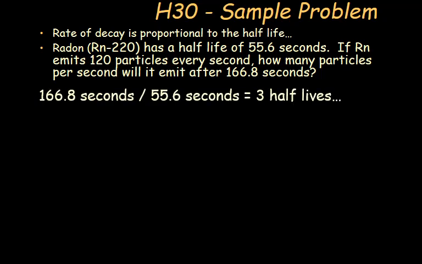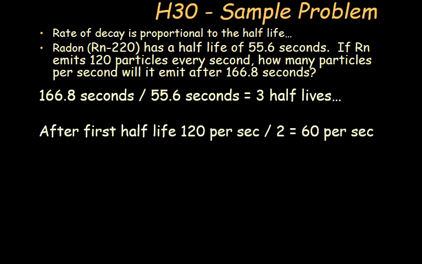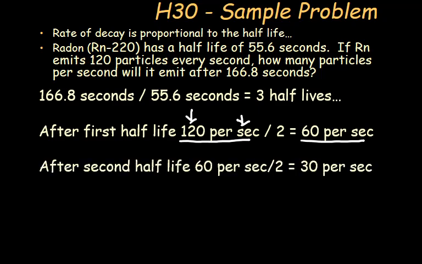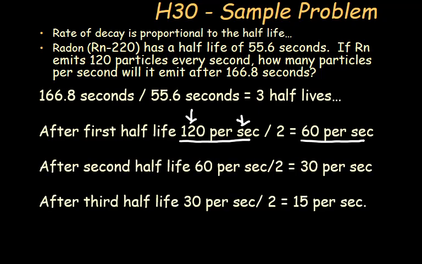Okay, so that's going to be 3 half-lives: 166.8 seconds, and 55.6 seconds is 1 half-life. So it'll be 3 half-lives. The activity is going to go down to 60 per second after the first half-life, because originally you have 120 events every second. Then you go down to 60. Another half-life, down to 30, and after the 3rd half-life, you're only going to get 15 events per second, because as you get smaller and smaller quantities, you have fewer and fewer events that can happen.